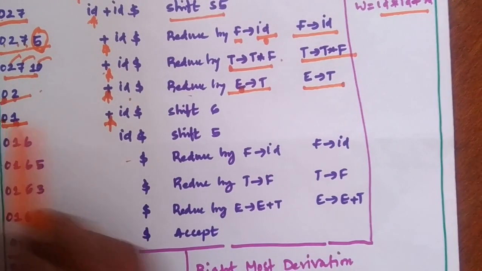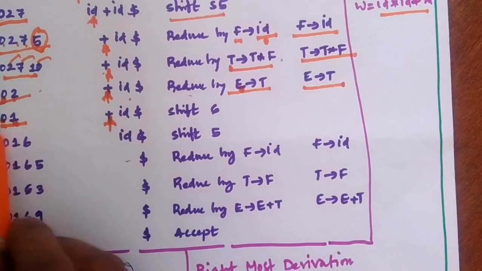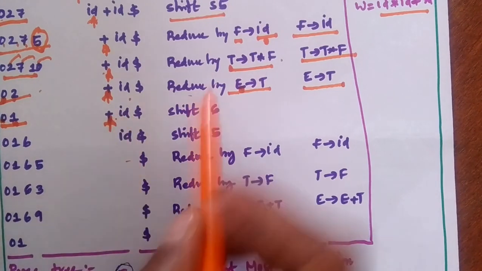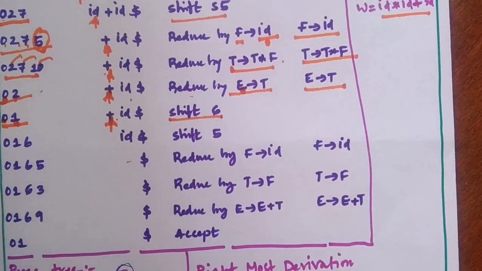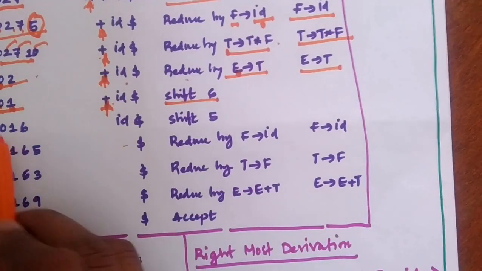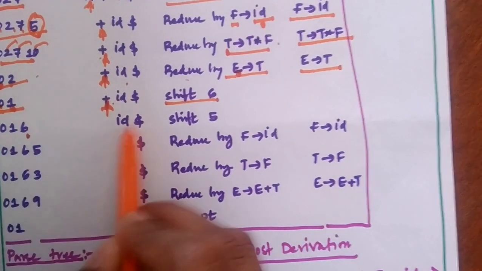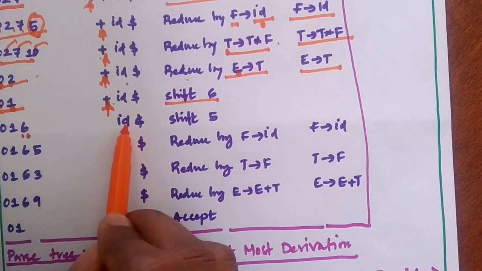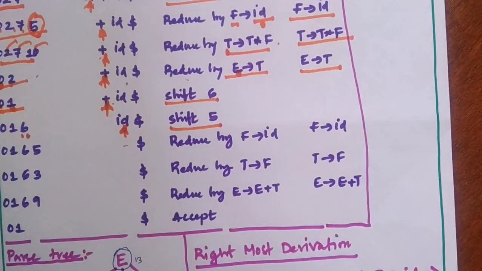The next thing is the stack top is 1. The input pointer points to plus. Then 1 and plus is S6. So it shifts the state 6 onto the stack top. Then you will get 0, 1, 6. The input pointer points to the next symbol. So 6 and ID is shift 6.